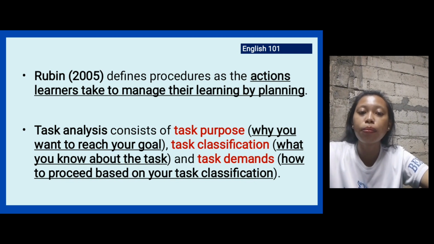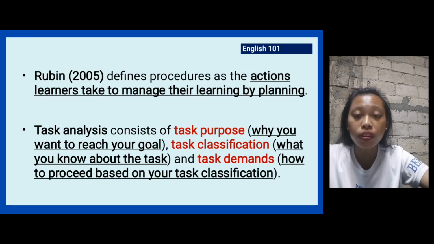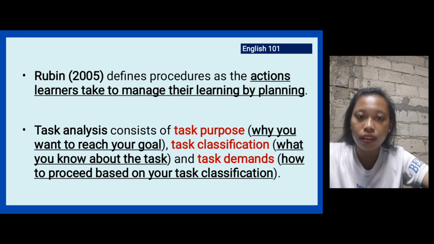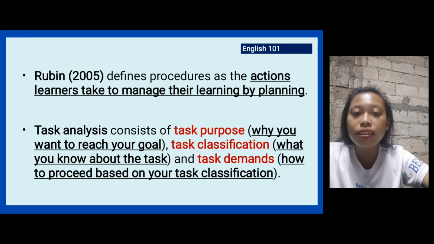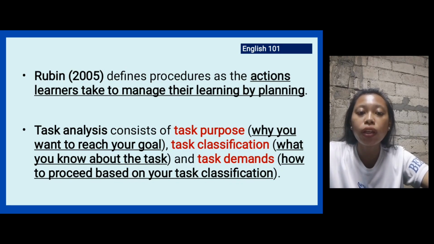Task analysis means breaking a task into parts to understand it better. It includes the task purpose, why you want to do it. Task classification, what you already know about it. Task demands, how you should do it based on what you know.